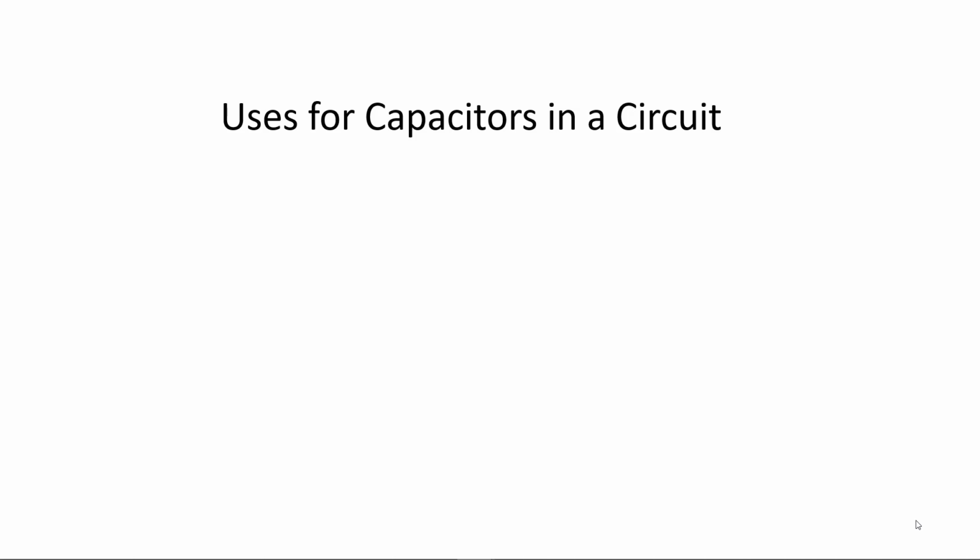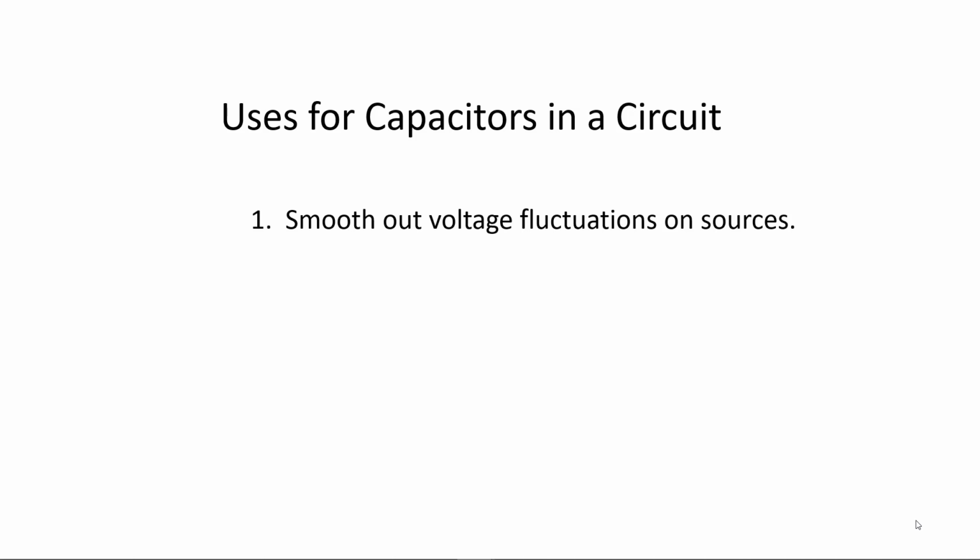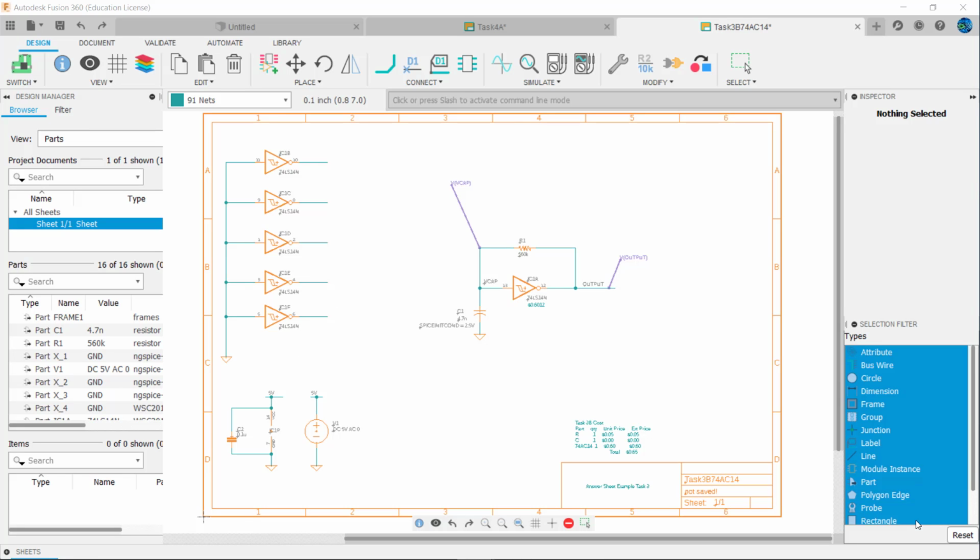Capacitors perform three functions in a circuit. 1. They can smooth out voltage fluctuation on sources. 2. They can block DC present on a signal, leaving only the AC portion. And 3. They can filter our AC signals, giving us the frequencies that we want. Let's look at each use.